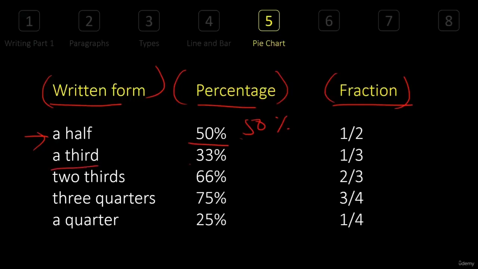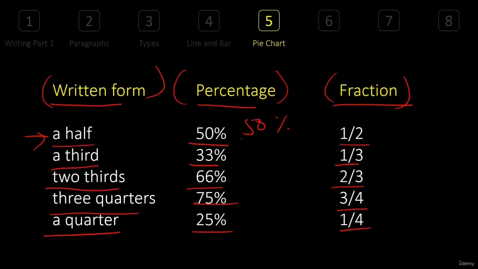A half is called 50% or 1/2. A third is called 33% or 1/3. Two thirds, 66%, 2/3. Three quarters, 75%, 3/4. A quarter, 25%, 1/4. So these are in fractions, these are in words, the first thing which we have seen. And here we have seen percentages. You can say 50%, 25%, and so on.